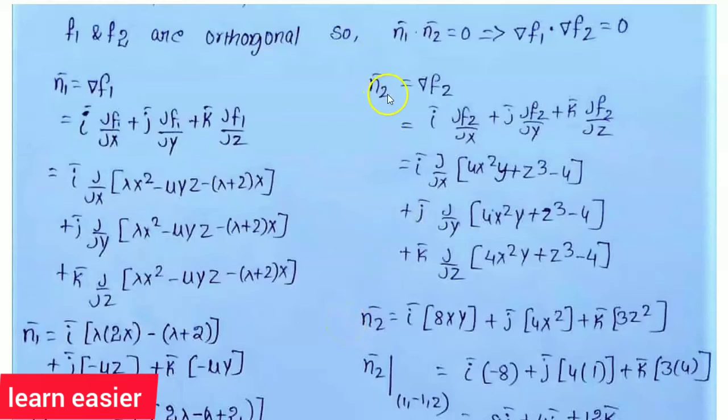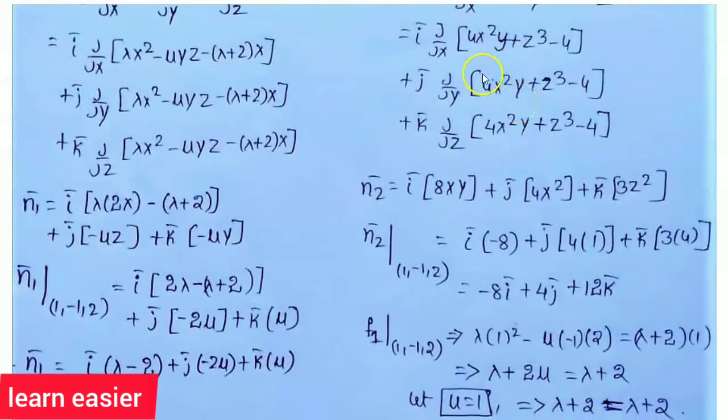Now we will calculate n2 bar, that is del f2. Here del f2 is i bar into del f2 by dou x, plus j bar into del f2 by dou y, plus k bar into del f2 by dou z. So we have to substitute the function f2 in this equation. Here is the f2 function, and now we have to differentiate the function with respect to x by taking y and z as constant.